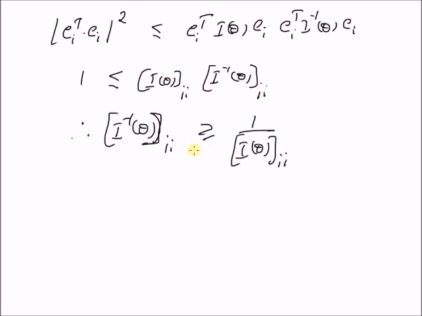Note that the equality holds only when the Fisher information matrix is a diagonal matrix, that is, all the off-diagonal elements are zeros. In that case, the equality holds.